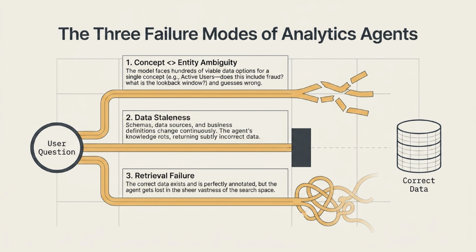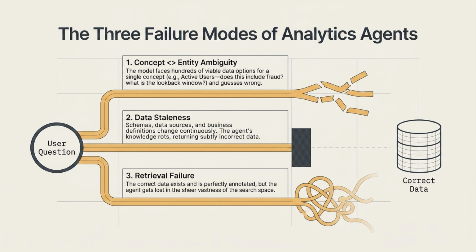Because of this bottleneck, we identified three main failure modes for analytics agents. The first is concept-to-entity ambiguity. When a user asks about active users, the model faces hundreds of viable options. Does that include fraudulent accounts? What's the look-back window? It often just guesses and gets it wrong.